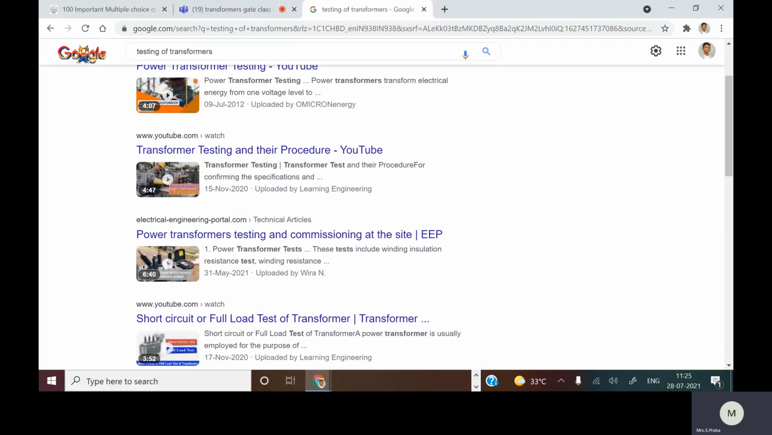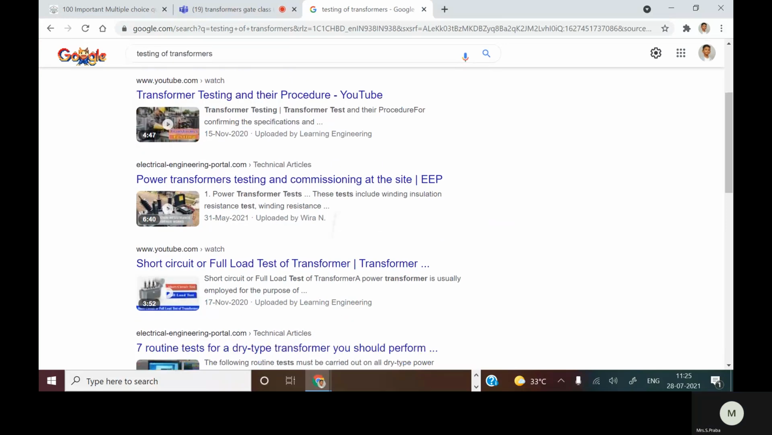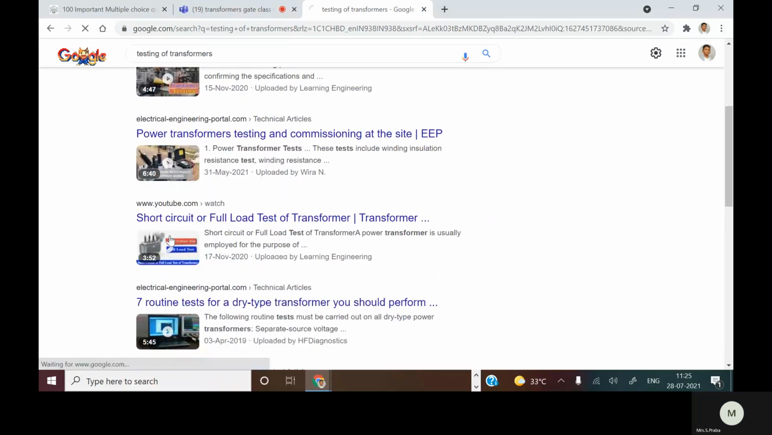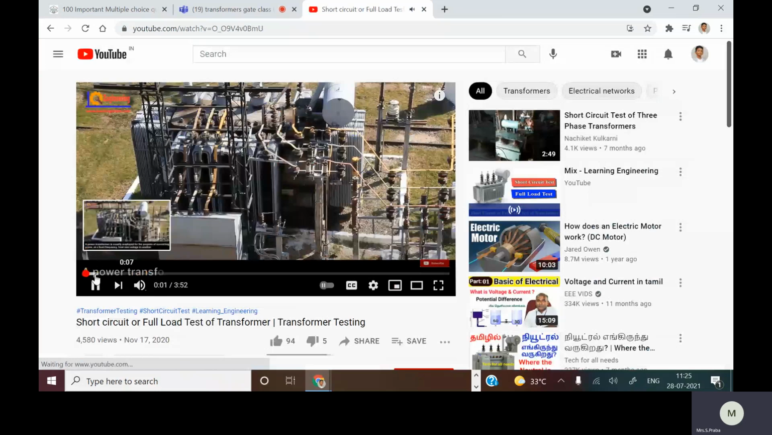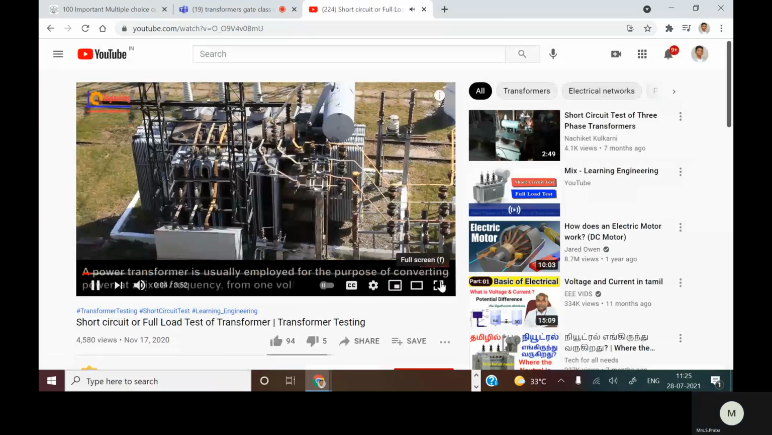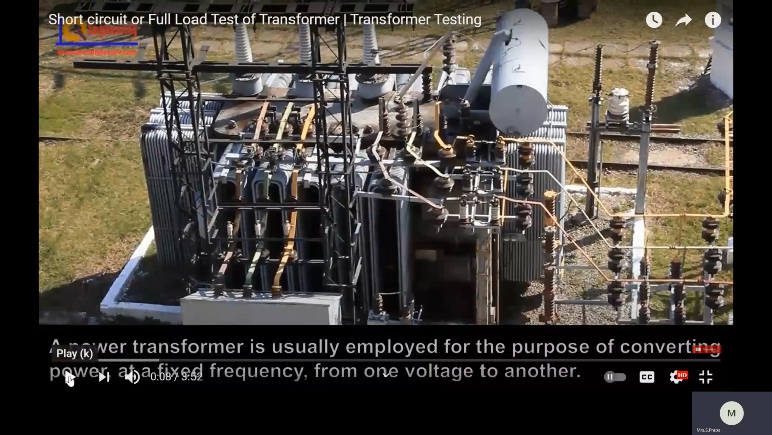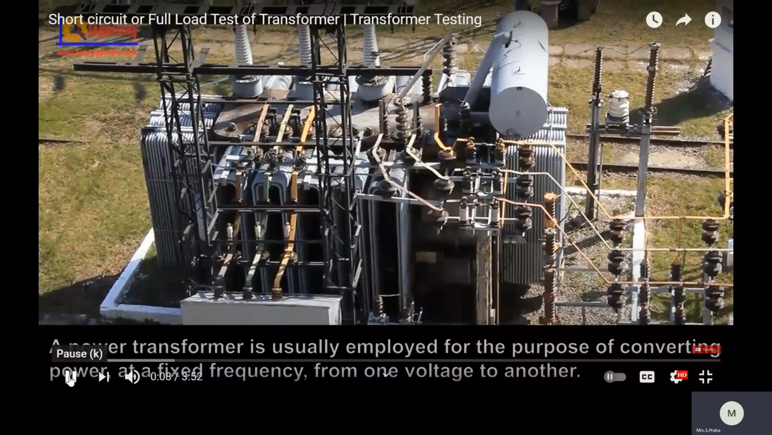I'll show you what a short circuit test is. A power transformer is usually employed for the purpose of converting power at a fixed frequency. See the view of the transformer. This is how the transformer looks. Now we are going to see the short circuit or full load test of a transformer, so that the question will be more clear.